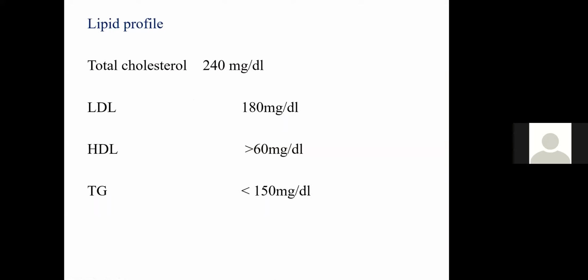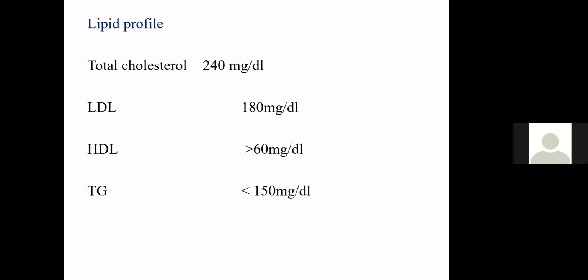Lipid profile, total cholesterol 240 milligram per deciliter. Low density lipid 180 milligram per deciliter. HDL greater than 60 milligram per deciliter. Triglyceride less than 150 milligram per deciliter. Okay. Is it a normal lipid profile or abnormal?